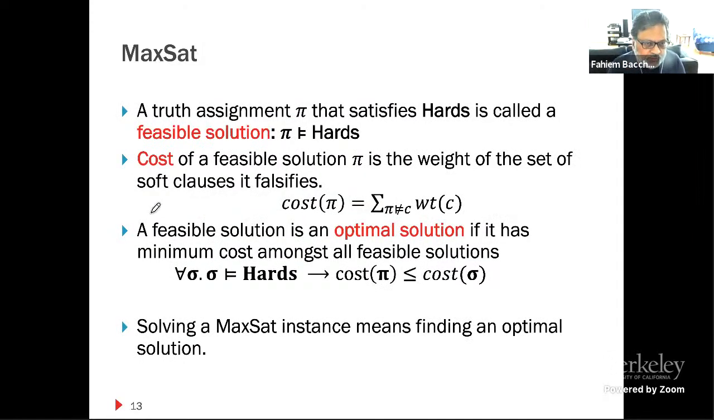So now you're going to say that a truth assignment is feasible if it satisfies the hard clauses. And the cost of a feasible solution is simply the sum of the weights of the soft clauses that it falsifies, and a feasible solution is optimal if it has minimum cost among all of the feasible solutions. And so therefore, if you solve a MaxSat instance, you're going to look for a feasible solution.